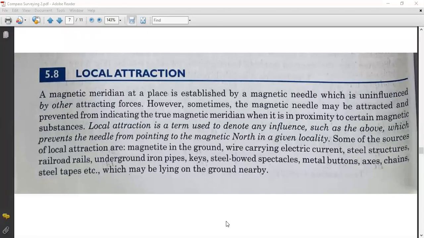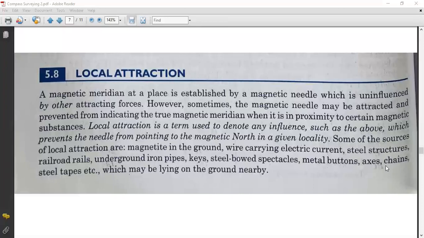In the last class, I explained one concept, that is local attraction. A magnetic meridian at a place is established by a magnetic needle which is uninfluenced by other attracting forces. So whenever you place a magnet or magnetic needle, it always aligns itself along the magnetic north direction of the earth, right? But when we mount it on the compass and perform survey on the fields, some other magnetic fields come in contact with the magnetic needle, and those will disturb the orientation of magnetic north of the needle, right?